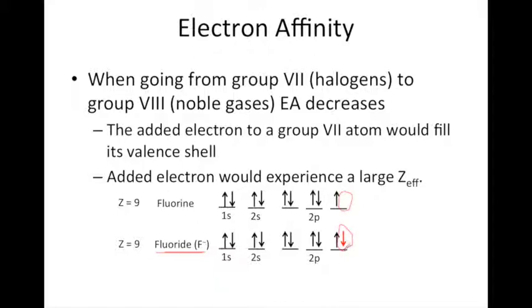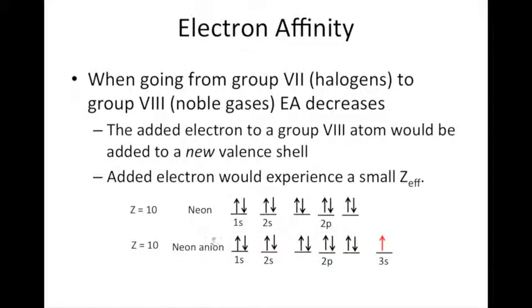That electron would experience a very high effective nuclear charge because, again, there's only very few core electrons relative to its actual nuclear charge. So this electron would feel a strong attractive force towards the nucleus and would therefore stick very readily, forming the fluoride ion. Therefore, we would have a very large negative electron affinity if we added an electron to fluorine.